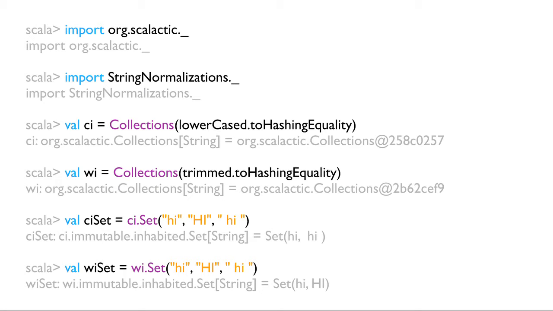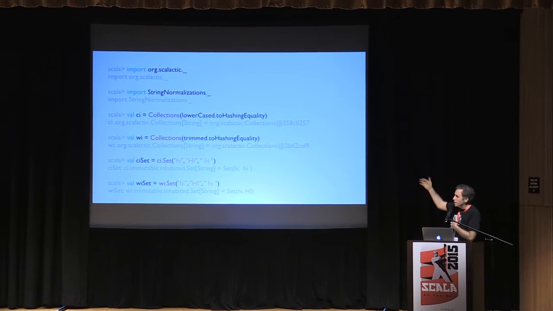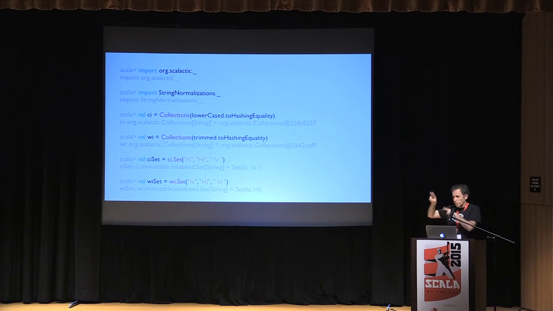So I'll just do a demo at the end, but basically I import Scalactic and StringNormalizations. StringNormalizations has things like lowerCased, that is a way to normalize strings by lowercasing them. It has trimmed, which normalizes strings by trimming off the white space off the ends. And I can convert that to a hashing equality, which I need for the collections object. Because in a set you need a hash code, right? And the hash code has to be consistent with the equality, so you need a hashing equality.